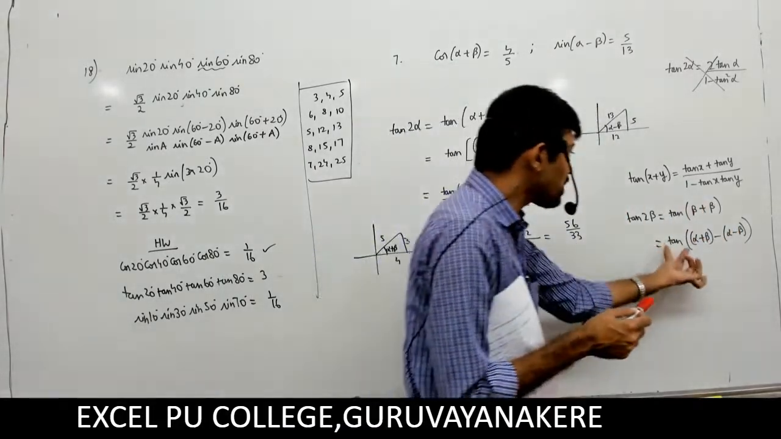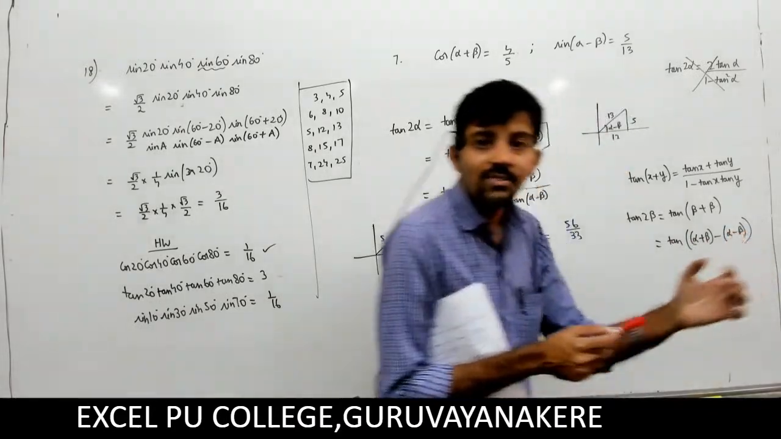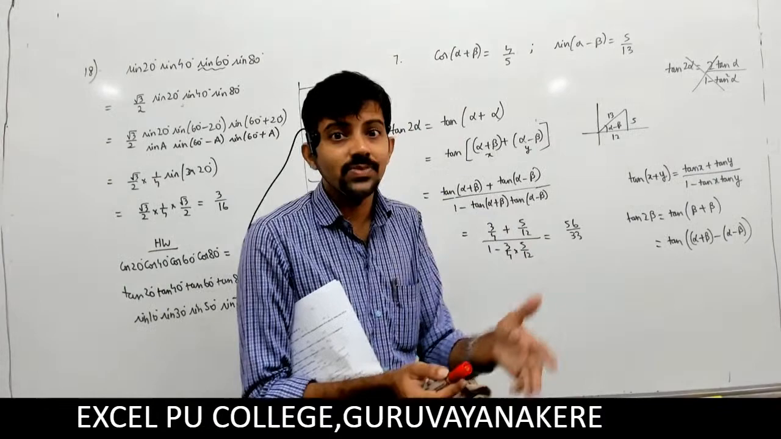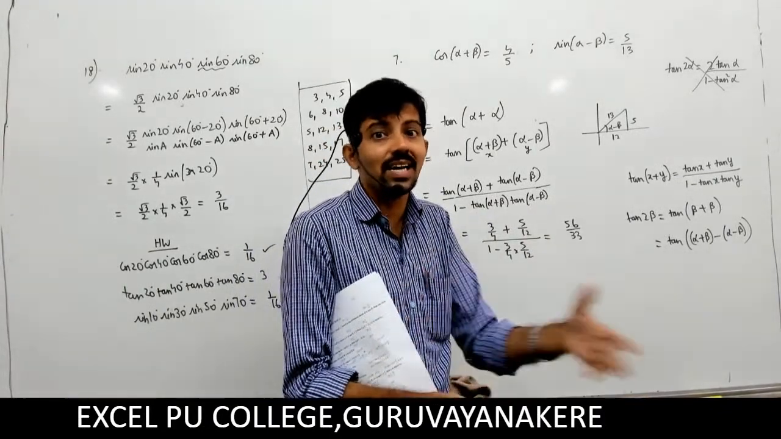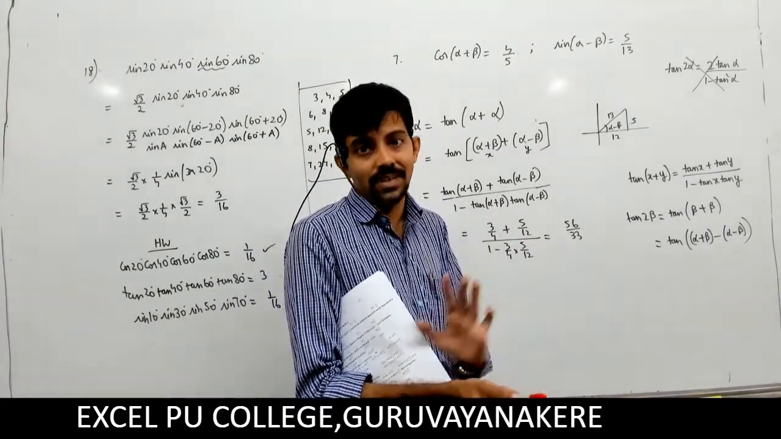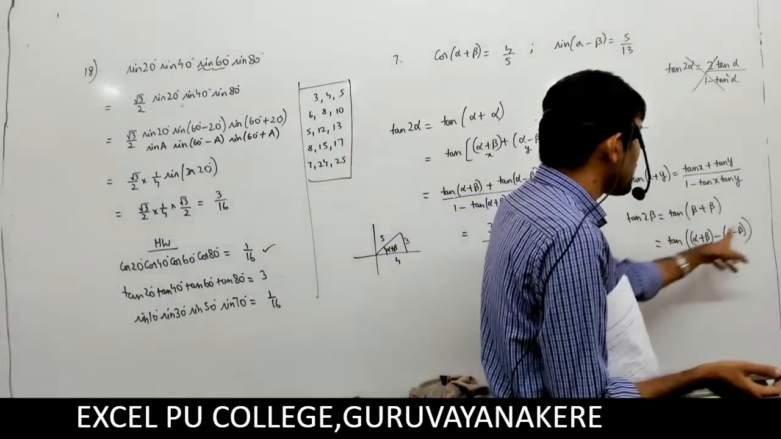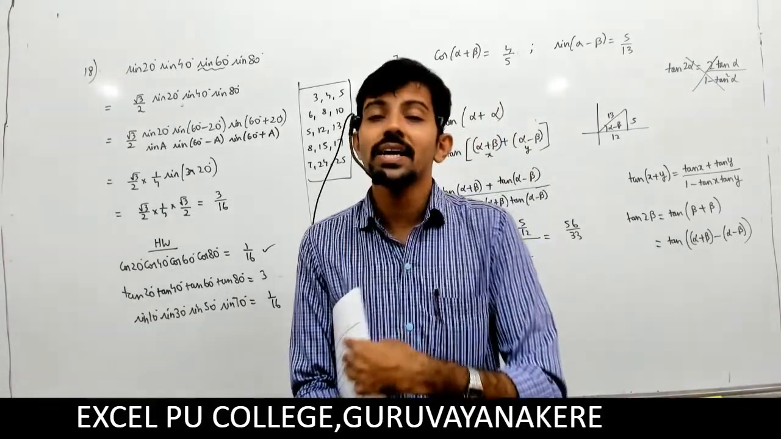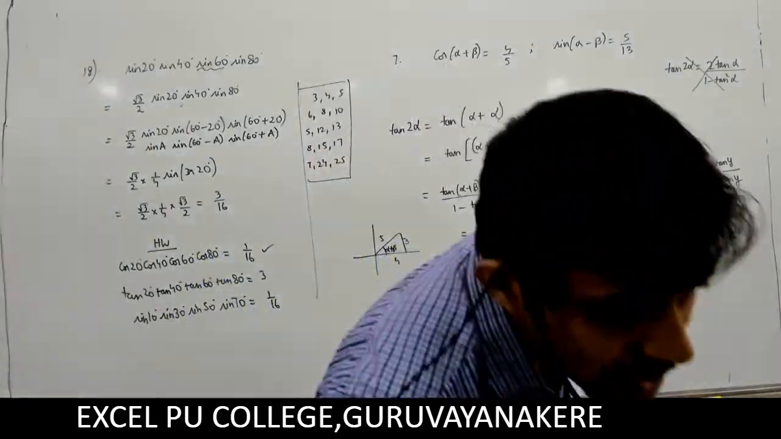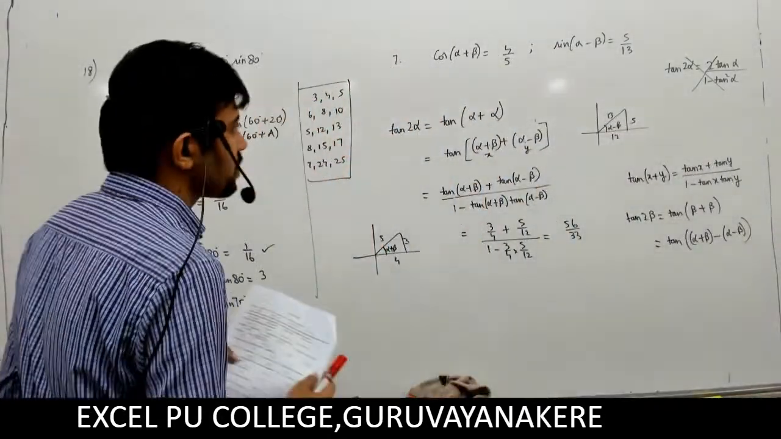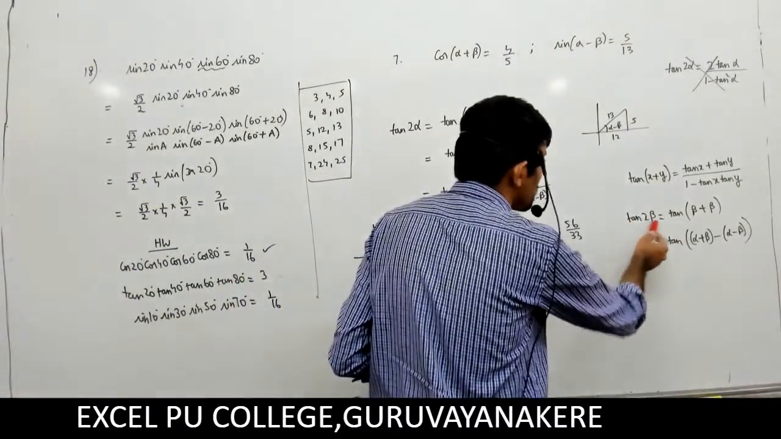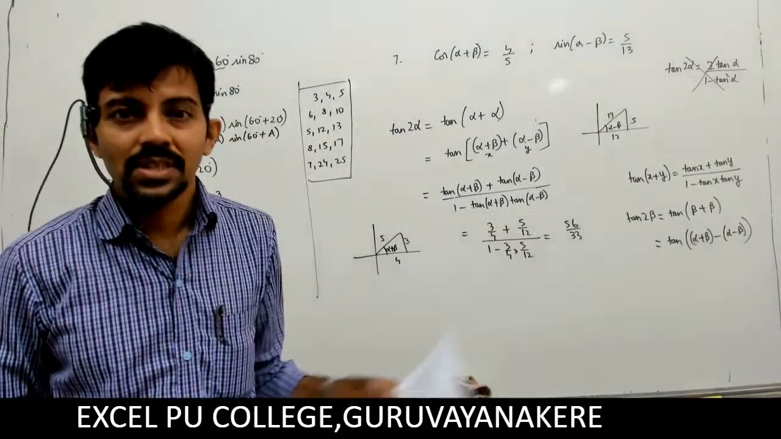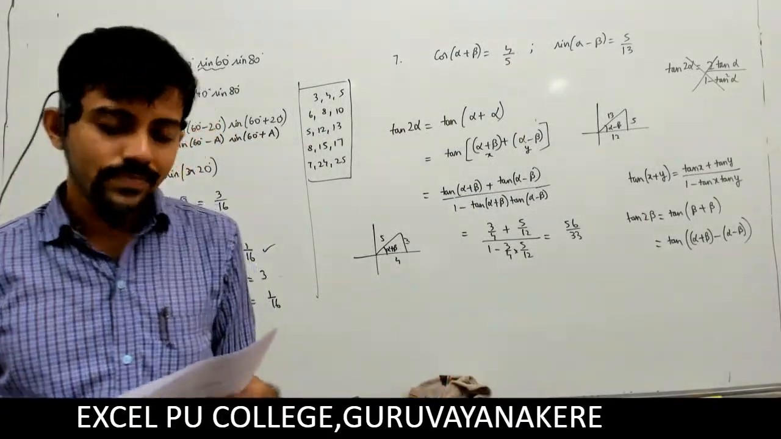Then you can open the bracket using tan of x minus y. Which formula is applicable here? Tan of x minus y. So tan x minus tan y divided by 1 plus tan x into tan y. Okay? Let's use this formula and get the answer. Suppose it asked you to find tan 2 beta using this. You must be able to do that also. Okay.